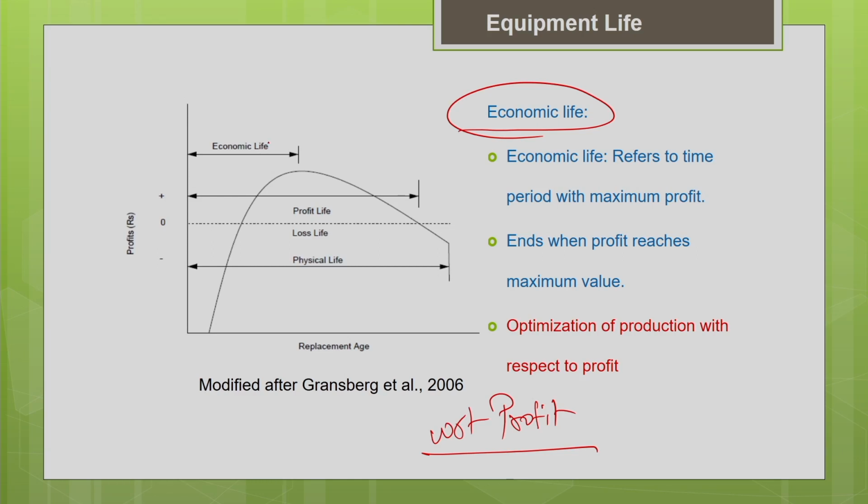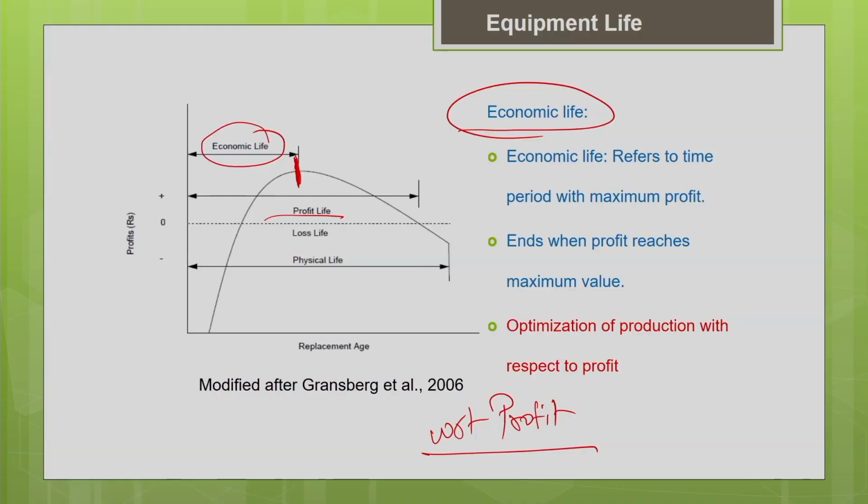So economic life is a part of your profit life. Economic life ends when the profit is maximum. You can see the economic life ends when the profit is maximum. Generally, the equipment owners, in the business perspective, never want their profit to get eroded. We always want to have the maximum profit. We don't want the profit to get eroded. That is why your economic life ends when the profit is maximum.